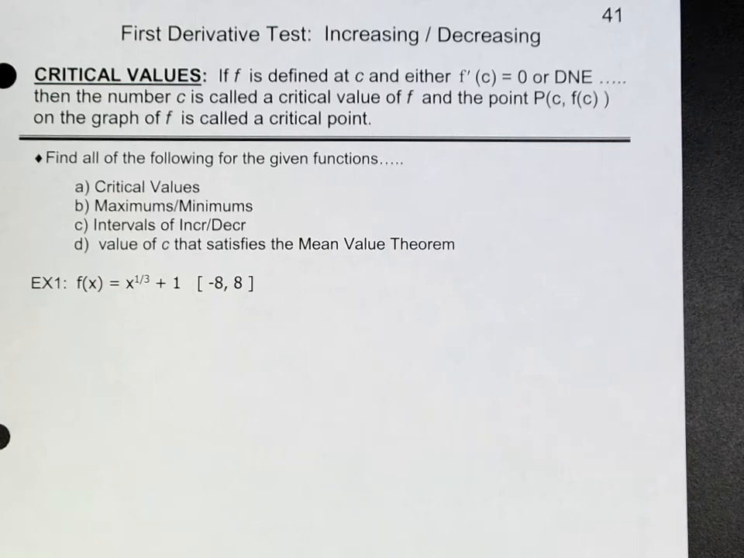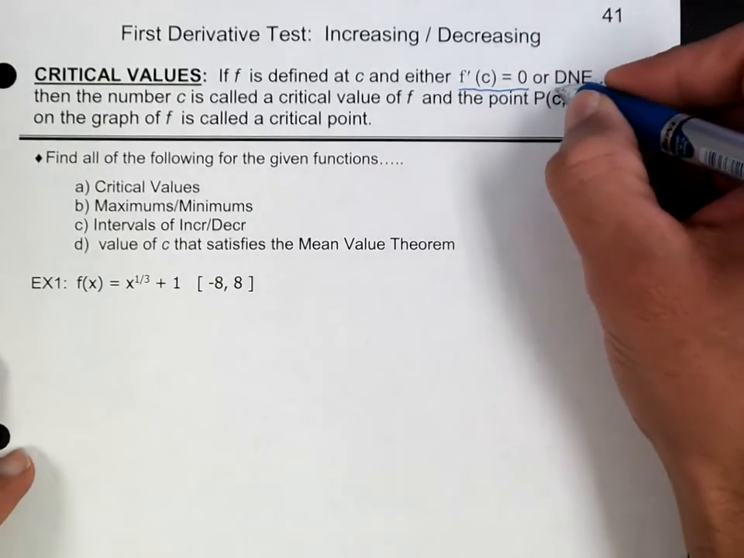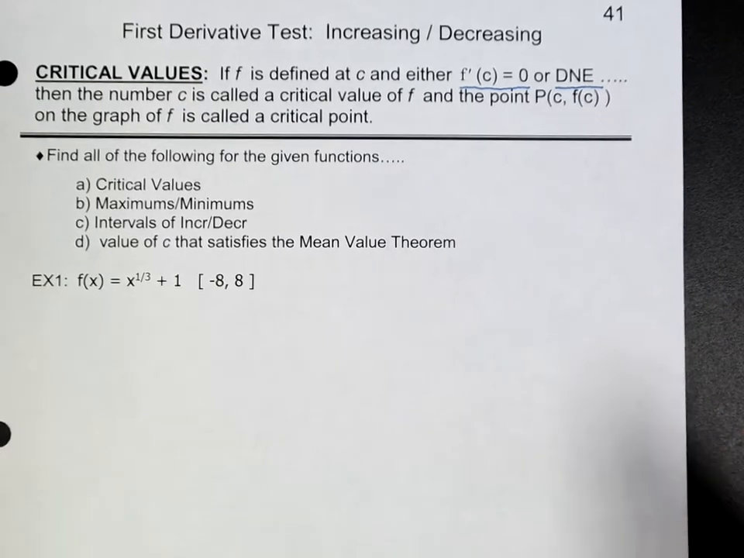Okay, this is topic 41, the first derivative test. So now we're going to talk about critical values. A critical value is defined when either the derivative is equal to 0 or whenever the derivative is undefined or does not exist. So again, the critical value is defined at the point where the derivative is equal to 0 or the derivative is undefined.